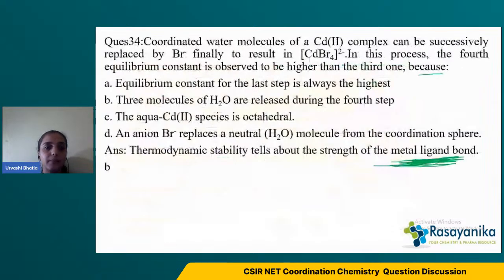So yeah. So the answer will be 3 molecules of H2O are released during the fourth step. This will be your answer, right? Fourth equilibrium constant is observed to be higher than the third one because 3 molecules of H2O are released during the fourth step.